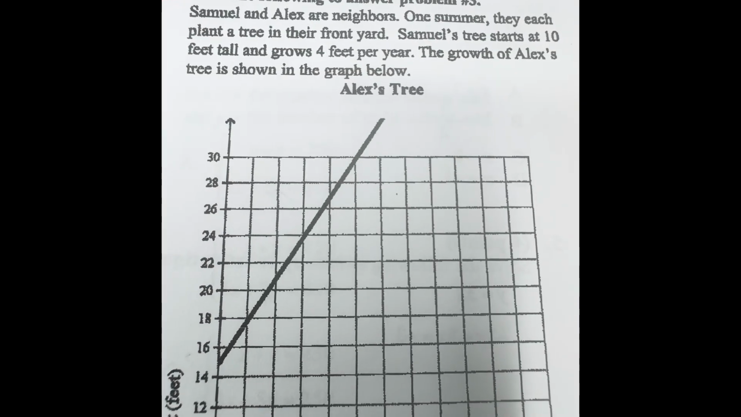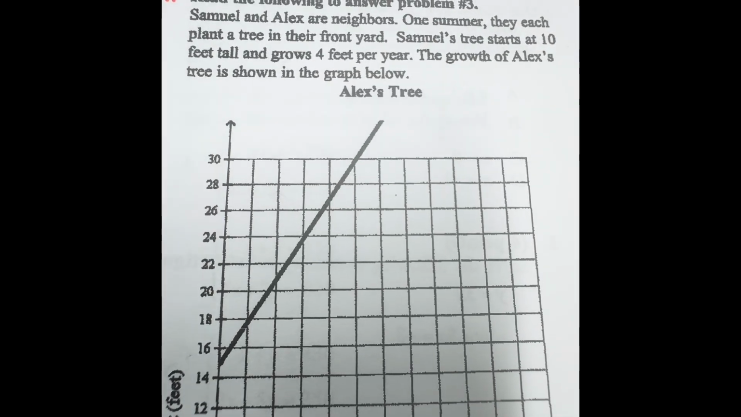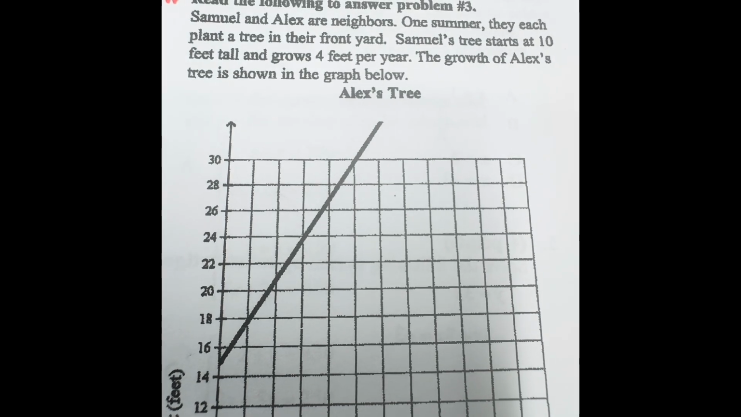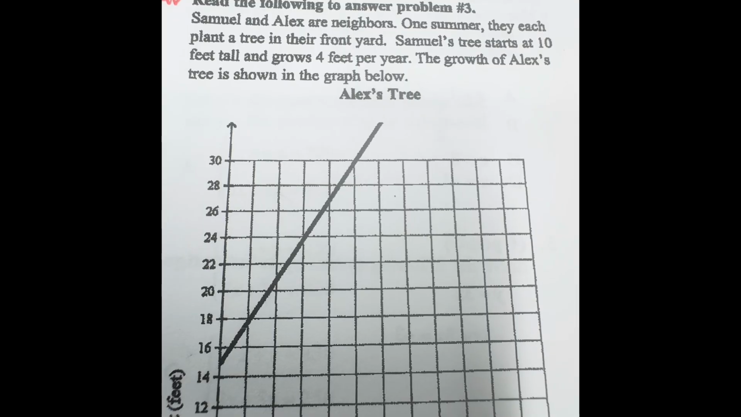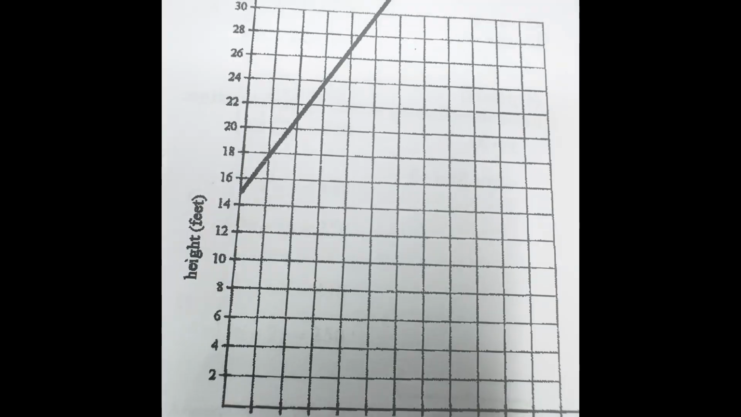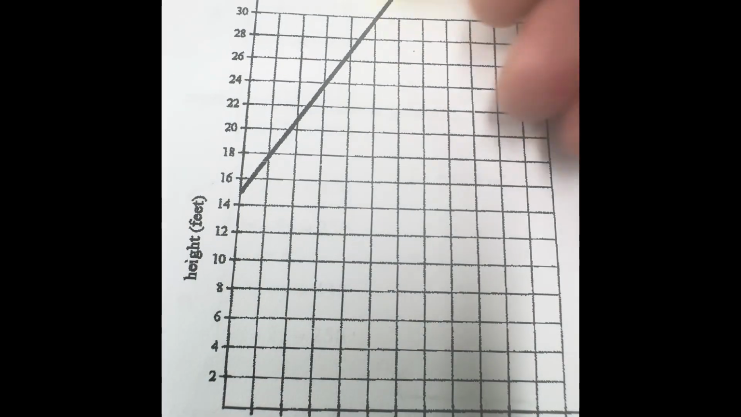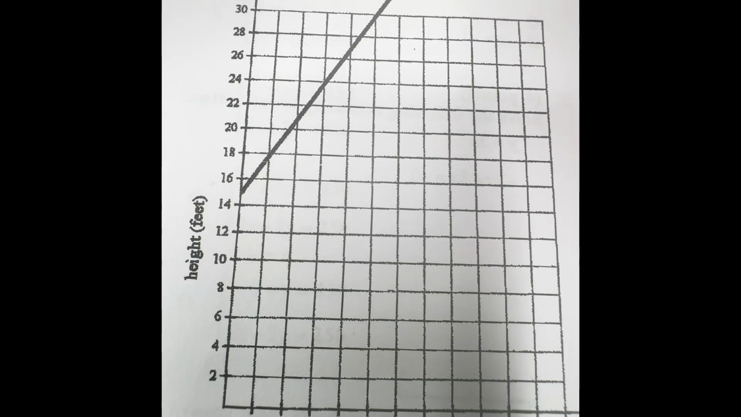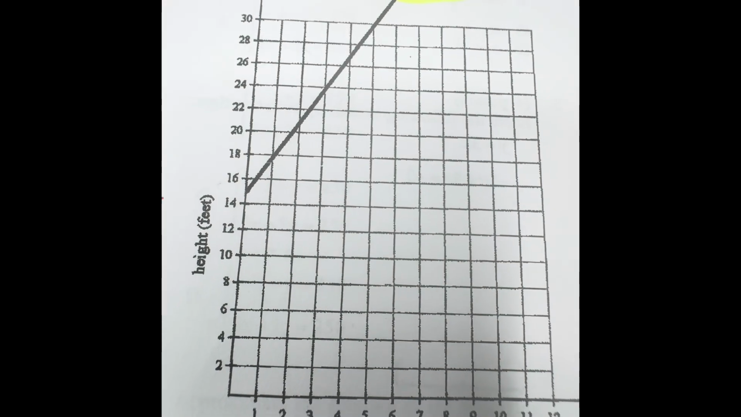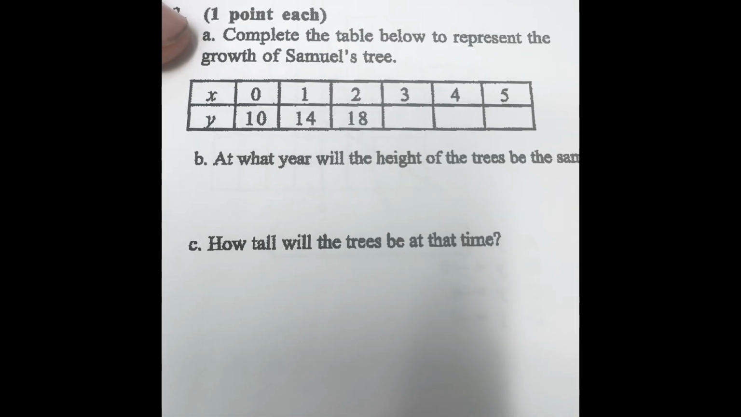Okay, the next one says read the following to answer problem number 3. Samuel and Alex are neighbors. One summer, they each planted a tree in their front yard. Samuel's tree starts at 10 feet tall and grows 4 feet per year. The growth of Alex's tree is shown in the graph below. So again, just a reminder that this is Alex's tree. And it doesn't tell us any other information besides this information that we have here. But it does tell us to do the following.